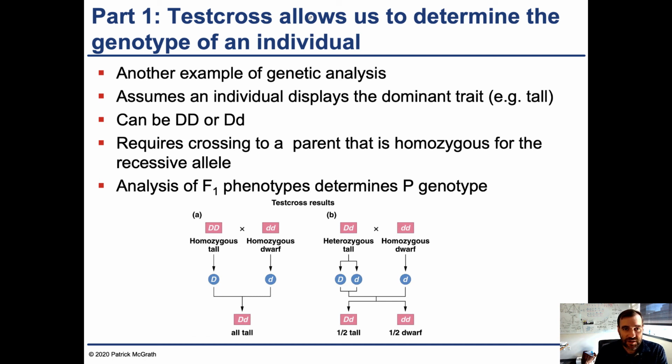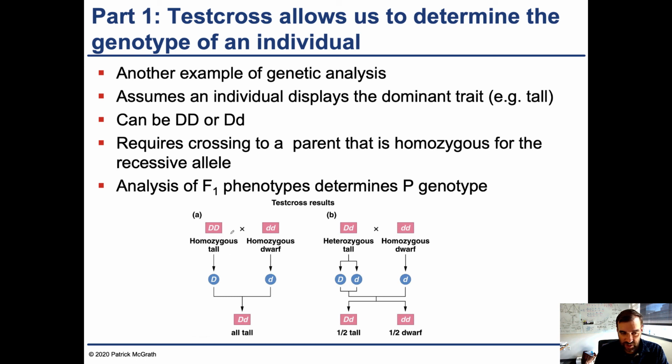So another common type of cross that's done, so we just talked about an intercross. This was a monohybrid intercross. Another possibility is that you do a testcross. A testcross is another example of genetic analysis, and it can be used if you don't know what the genotype is of an individual. So let's say you had a homozygous tall individual.